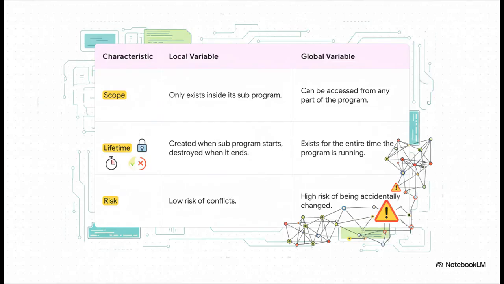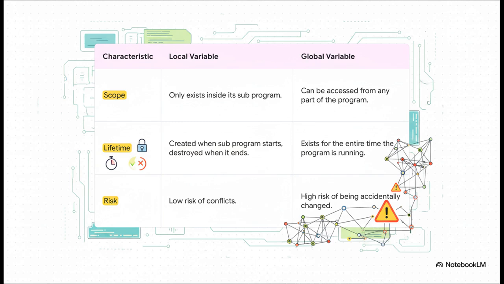A local variable is basically a secret. It's declared inside a subprogram, and it can only be used there. It gets created when the function starts, and it's destroyed when it ends. This makes it really safe to use. A global variable, on the other hand, is declared outside of any subprogram, so it can be accessed from anywhere.